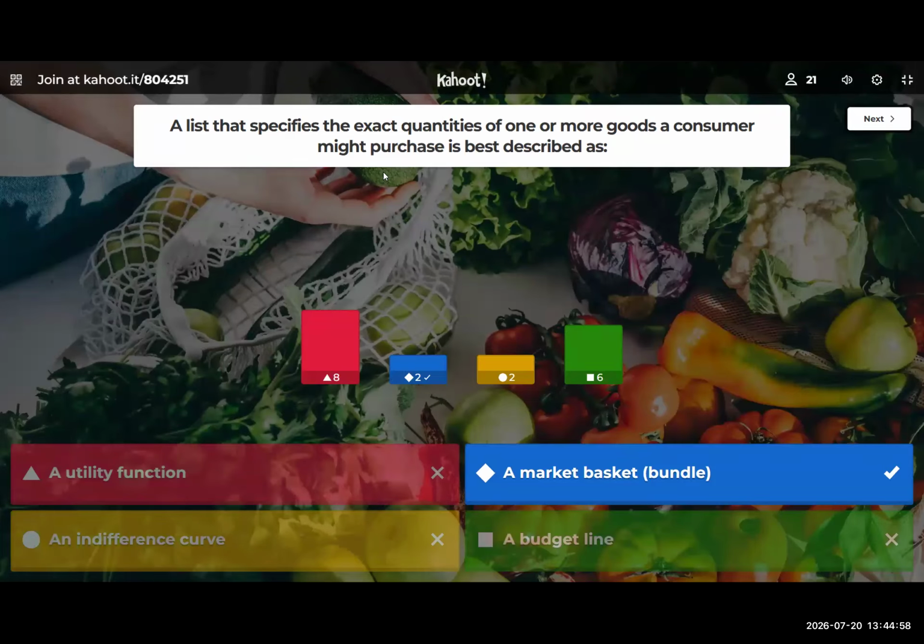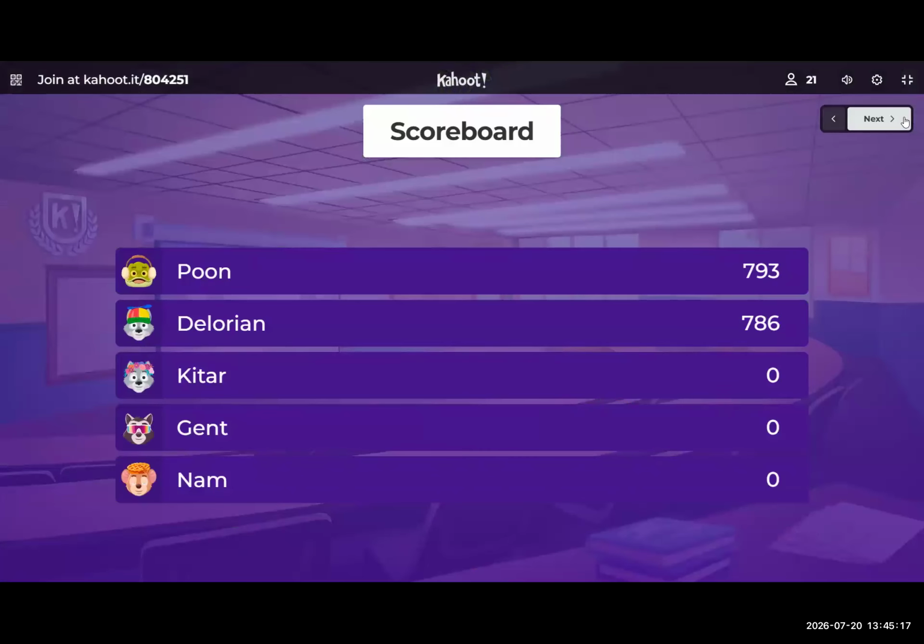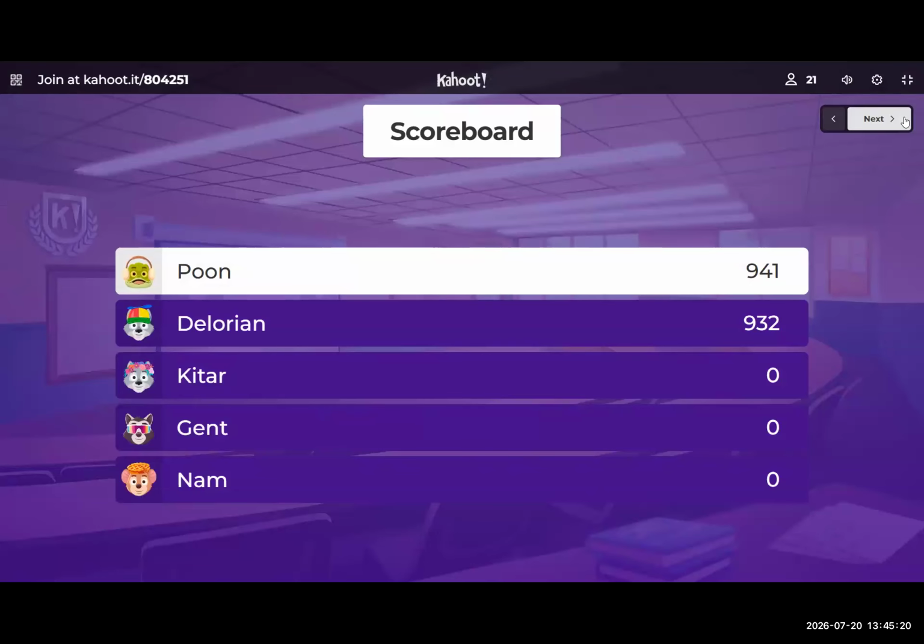A list that specifies the exact quantities of one or more goods a consumer might purchase is best described as a market basket, which is a bundle, right? A budget line, indifference curve, and utility function. Boom is boom, boon, right? How to pronounce? Boon, okay.